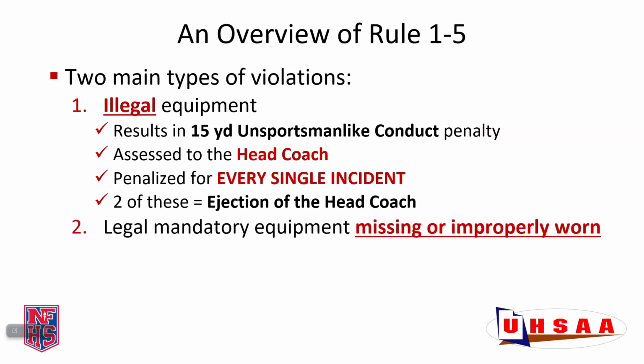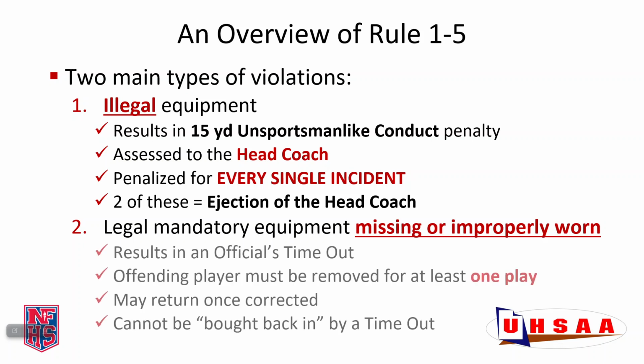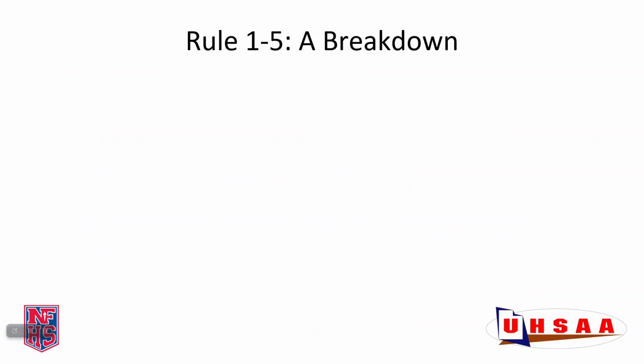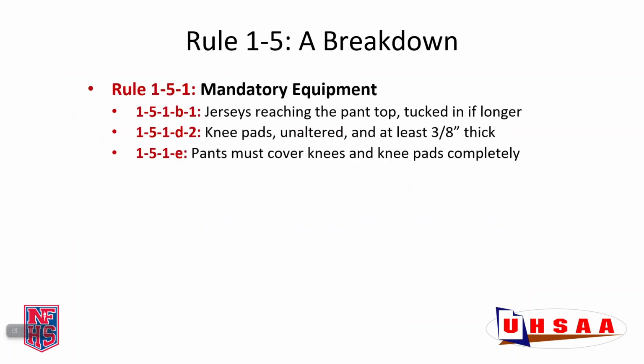The second type of violation is for legal mandatory equipment, which is either missing or improperly worn. And this will result in an official's timeout and the offending player to be removed from the game for at least one play. They may return once the issue has been corrected. They cannot be bought back in by a timeout. So we have two different types of violations here, one far more serious than the other. Let's take a look at how the rule breaks this down.